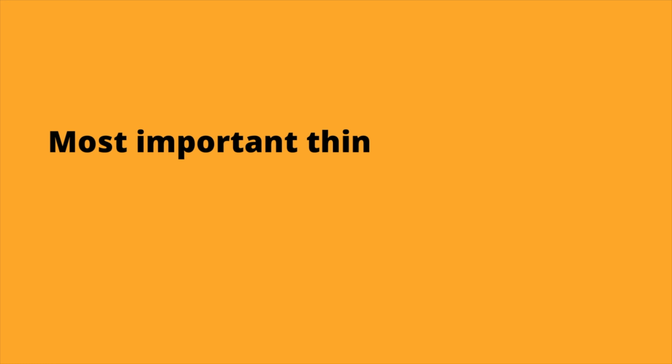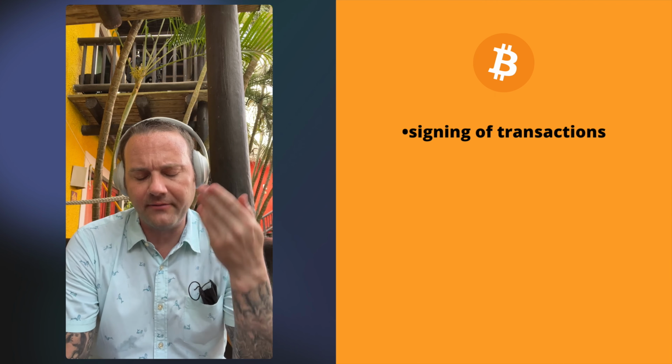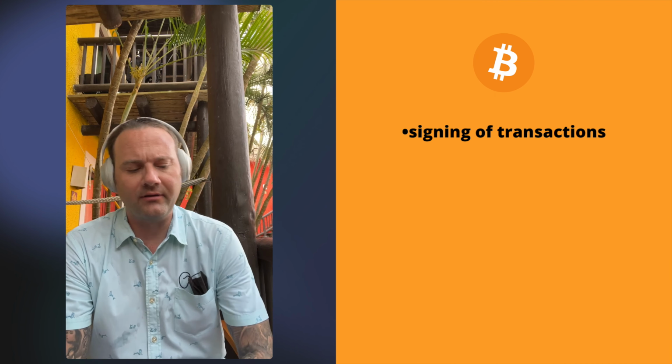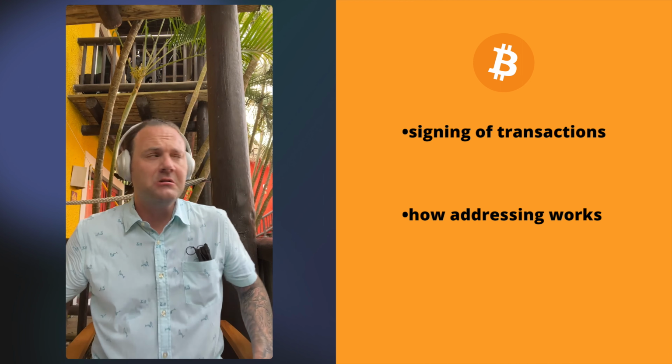Sure. So the most important thing to understand when we're talking about the quantum threat is how the signing of transactions works in Bitcoin and how addressing works. This is actually pretty simple. There are different addressing schemes available in Bitcoin, like pay to public key hash and pay to script hash. I'm going to just pick the most simple one, because it was the first one and it's the most relevant.